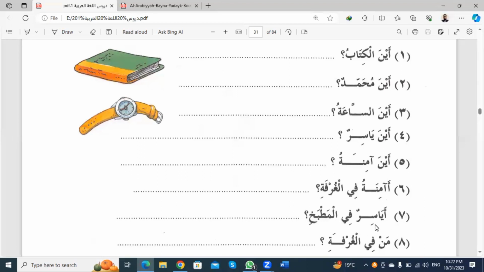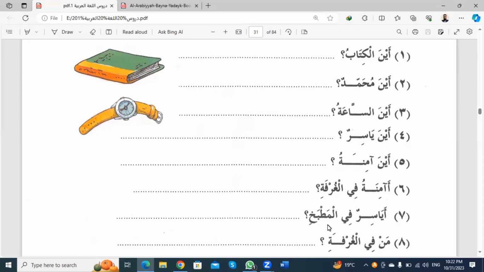ياسر في المطبخ. So, can you translate this one? Is Yasir in the kitchen? Very good, right. So, the answer is no. No, he is in the room. لا هو في الغرفة. Very good, right. That's right.